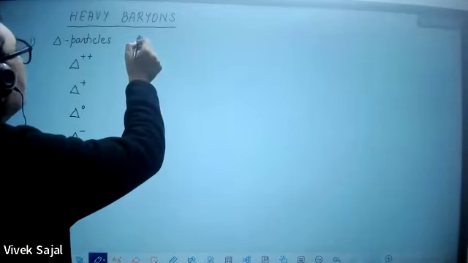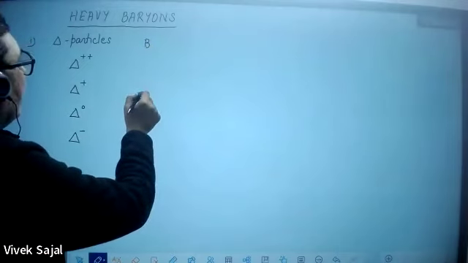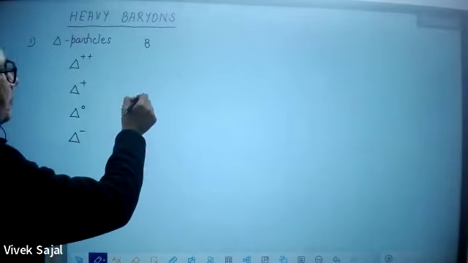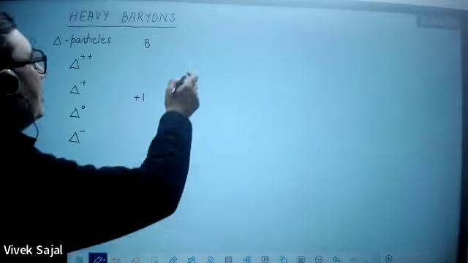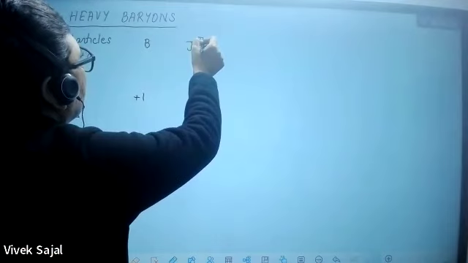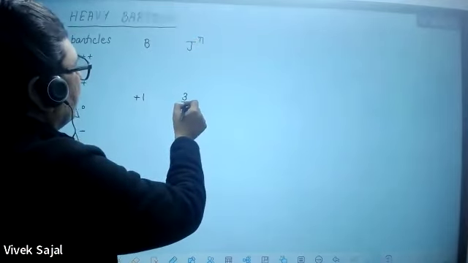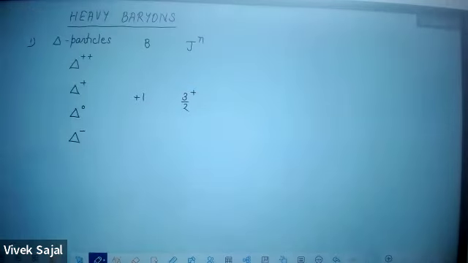They are all baryons, so I can write their baryon number is 1. For all the four, their baryon number is plus 1. If you look at their spin and parity, J pi, spin is 3 by 2. So their spin is 3 by 2 plus. Okay, so spin of all these delta particles is 3 by 2 plus.